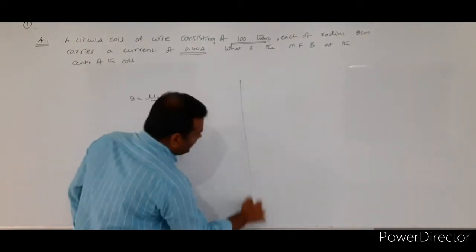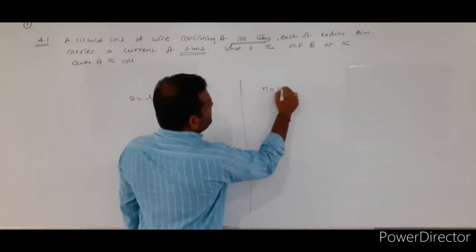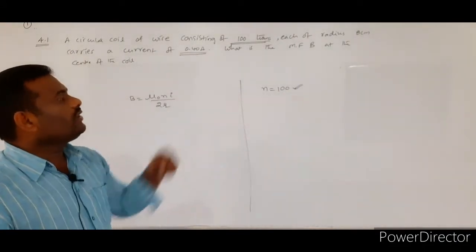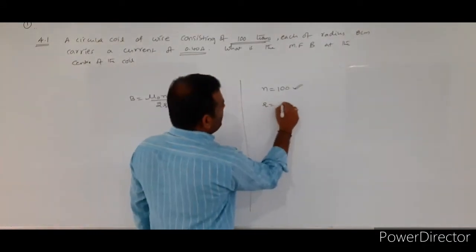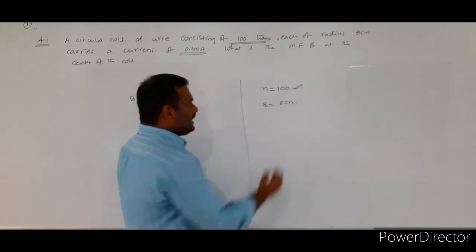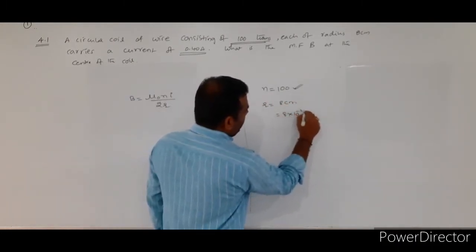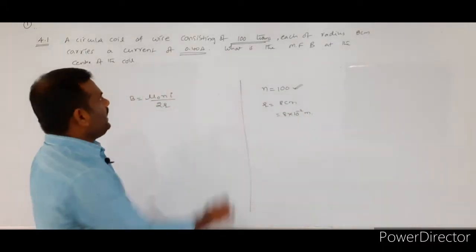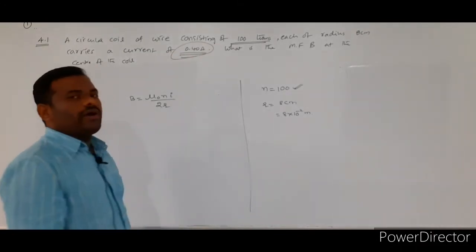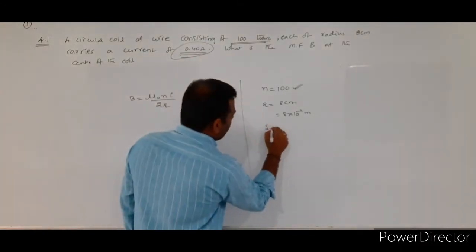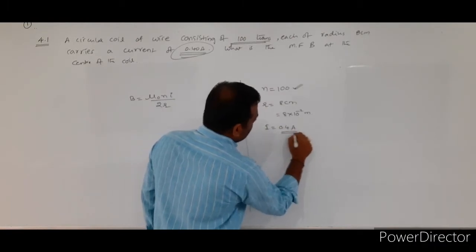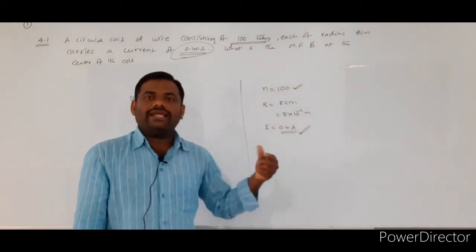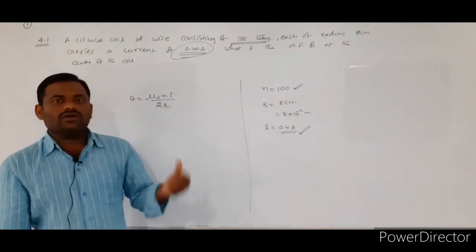Now we substitute the values. First, the given data: the number of turns N is equal to 100, and the radius of the loop is 8 centimeter, which is 8 into 10 power minus 2 meter, and the current flowing through the coil is 0.4 ampere. Number of turns, radius, and current are all given.